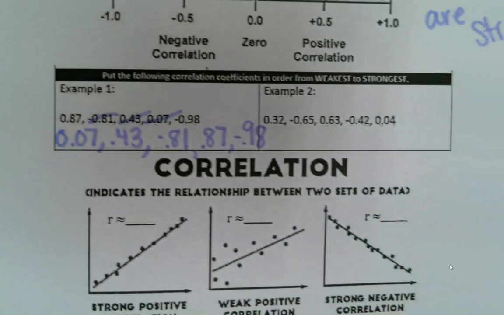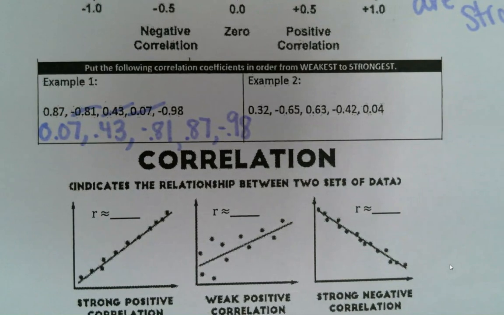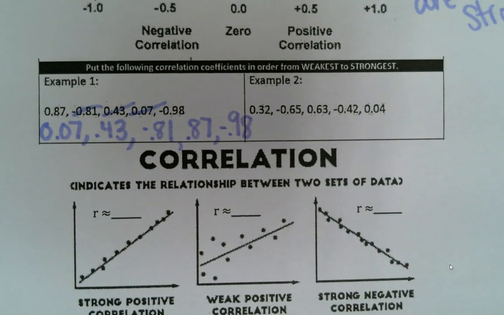Okay, let's look at the second example. Go ahead and list those in order from weakest to strongest. And we'll check it.